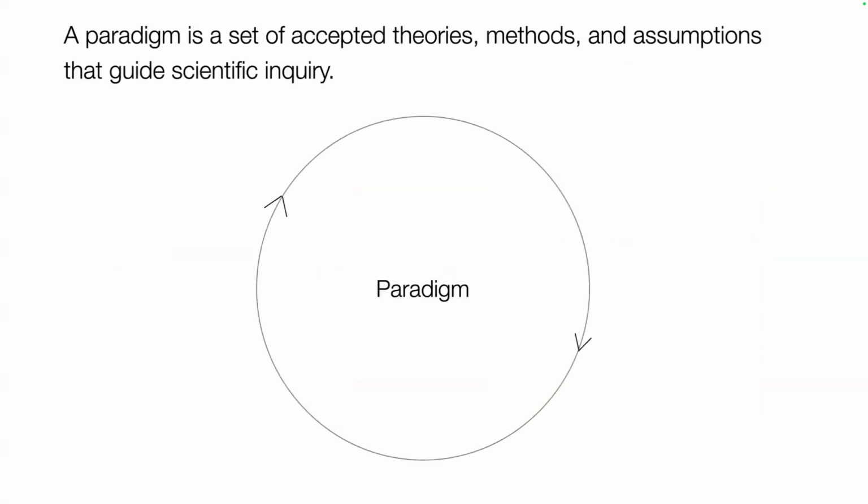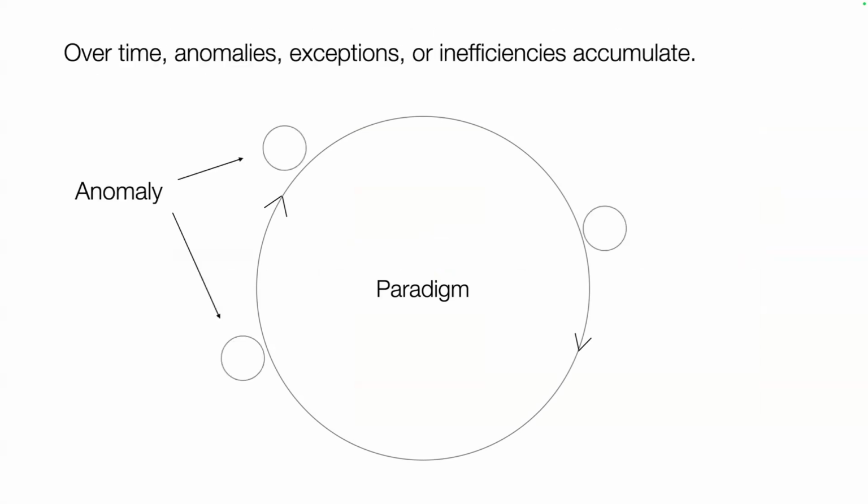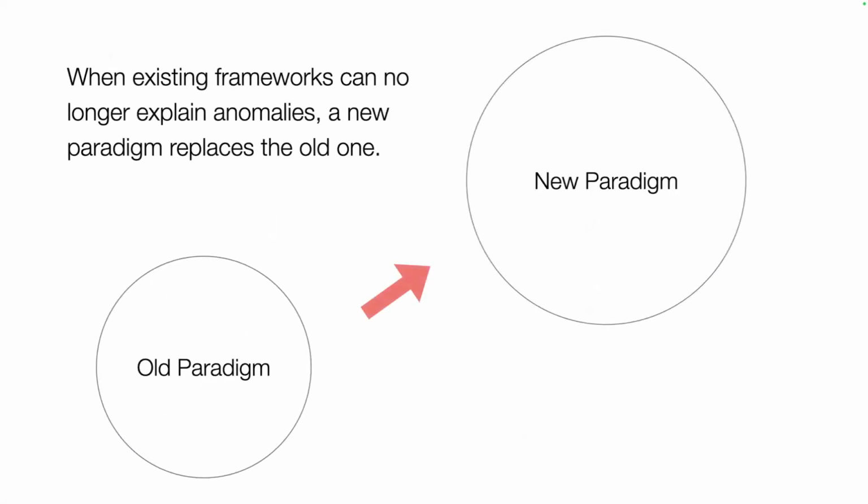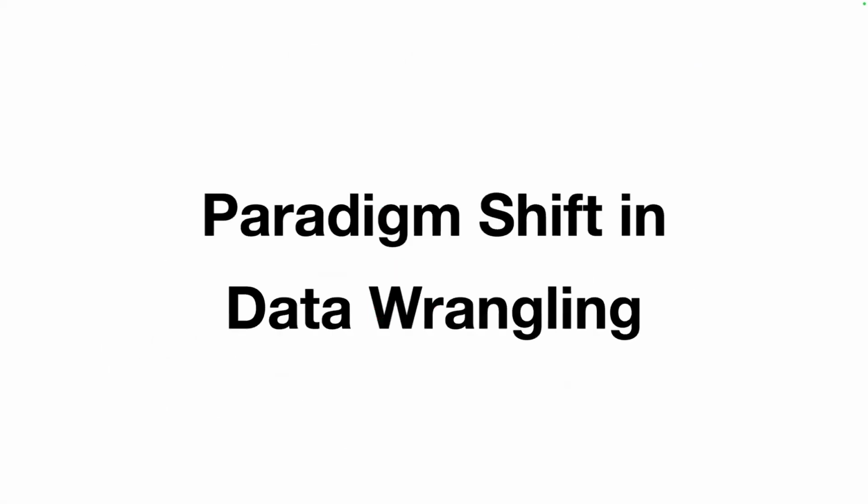Usually a paradigm is a set of accepted theories, methods and assumptions that guide scientific inquiry. And then, like I said, anomalies start showing up. People usually think at the beginning that the way they think about those anomalies is wrong, or that those anomalies shouldn't be there, and then we can forget about it. But then they accumulate, and when the existing framework can no longer explain them, a new paradigm appears. And we think a paradigm shift is happening in data wrangling.